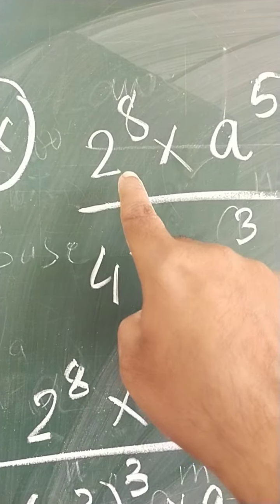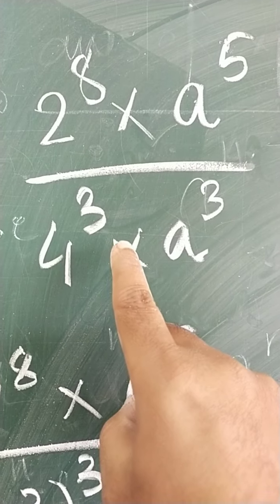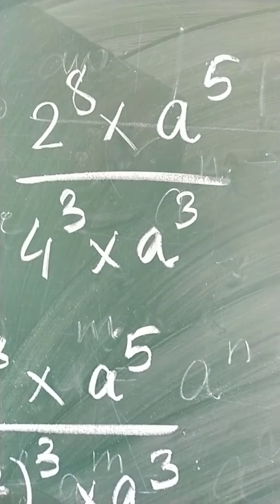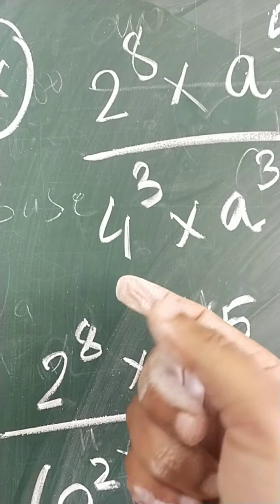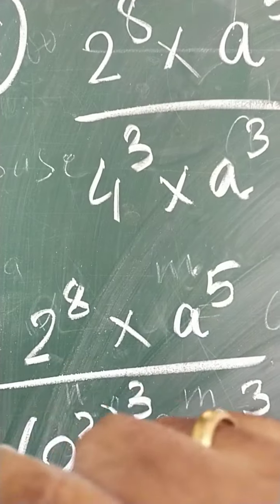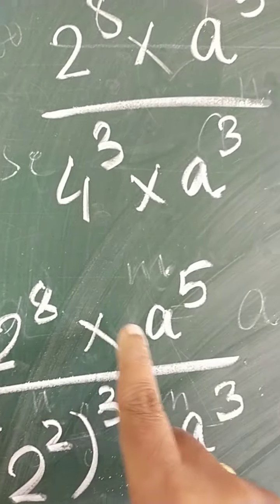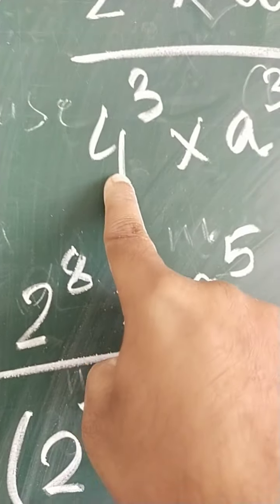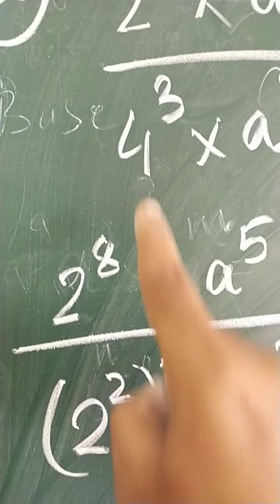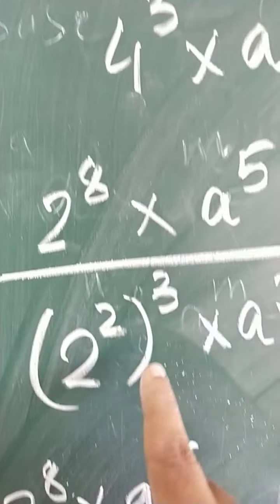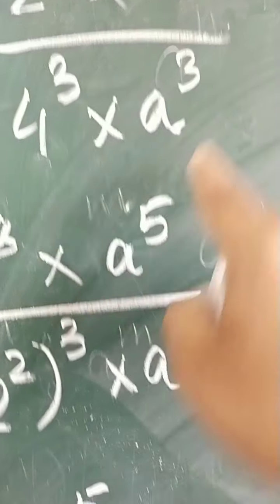In sum number 9 we have 2 to the power 8 into a to the power 5 divided by 4 to the power 3 into a to the power 3. Now what is the trick that we have to use? This 4 needs to be converted into the form of base 2. See carefully, the numerator I have written the same, 2 to the power 8 into a to the power 5, but in place of 4 I have written 2 squared. But this 4 was already carrying 3 as a power, so we have to also mention this power: I have put the whole thing to the power 3, and I have written a to the power 3 also.